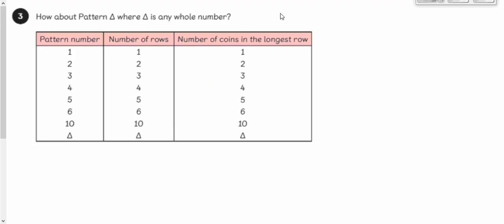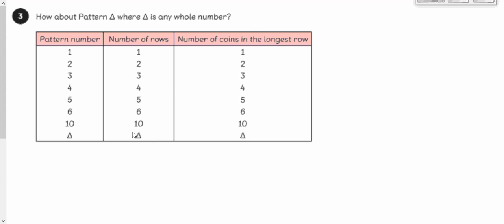So how about pattern triangle, where triangle is any whole number? So in algebra, we know we can represent things with letters or with shapes. Okay, so pattern triangle, where triangle is any whole number. So it shows us it here. So pattern 10, there'd be 10 rows, 10 coins. If it was pattern triangle, we don't know what number that is.